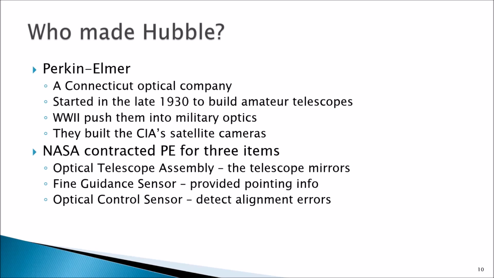NASA contracted Perkin-Elmer for 3 items. The first was the optical telescope assembly. This is the 2 mirrors that make up the telescope itself. The fine guidance sensor, which provides pointing information, tells the telescope which way to look, up, down, left, or right. And then finally, there was an optical control sensor, which was going to detect alignment errors on orbit. So if things got somewhat misaligned as the system was in function, they could try to make corrections as time went on.